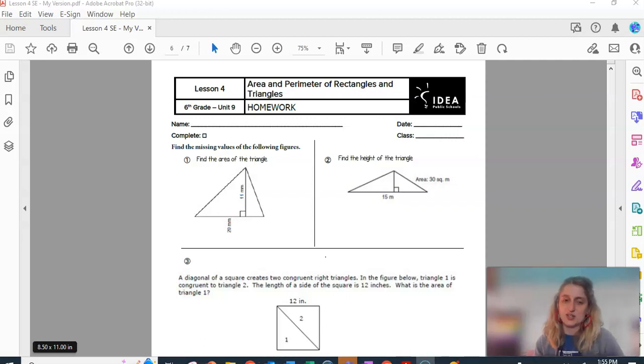Hey mathematicians, let's do your homework. So there should be 5 problems here. We are finding the area of triangles. You need your area formula.